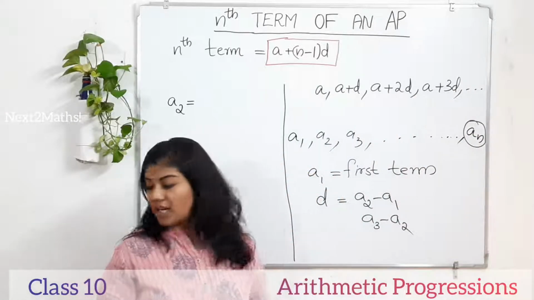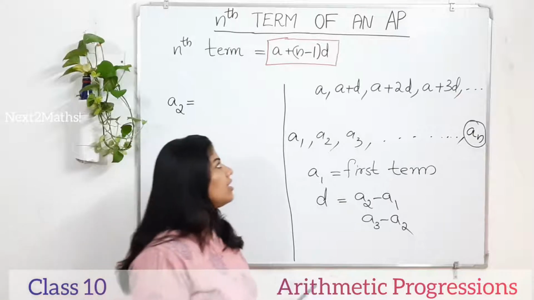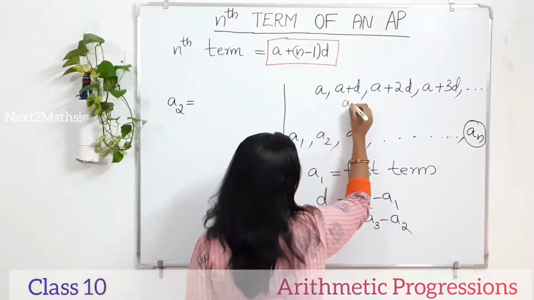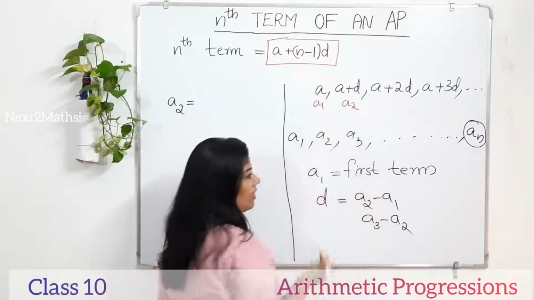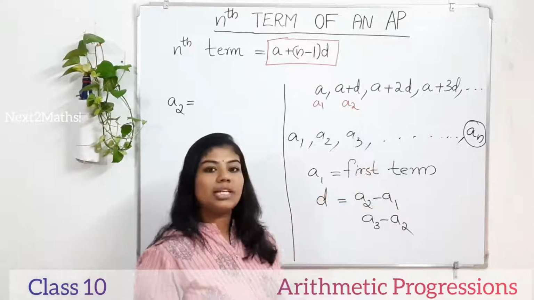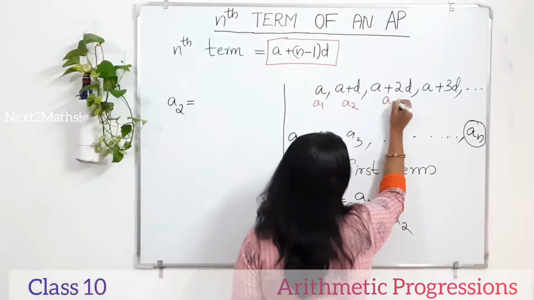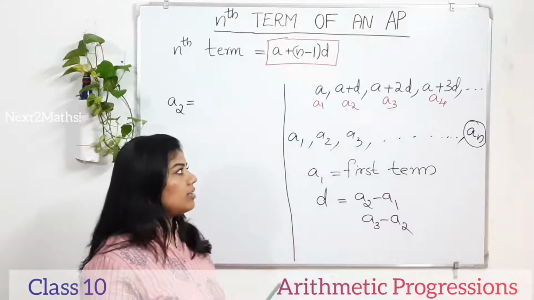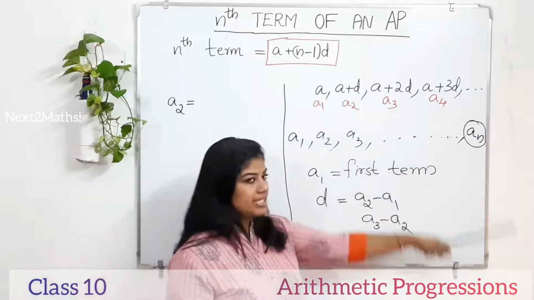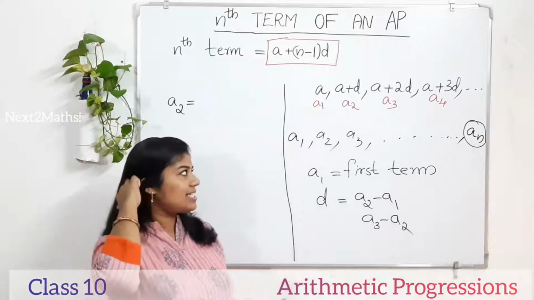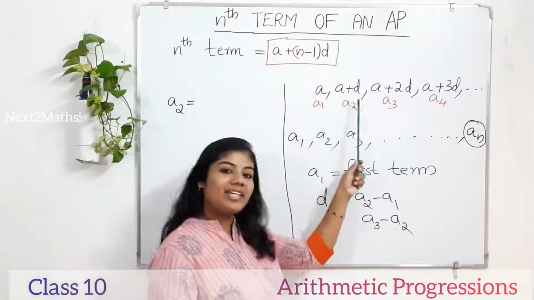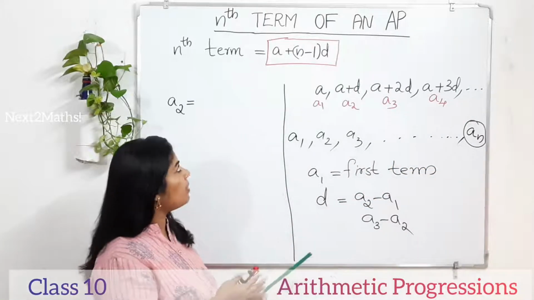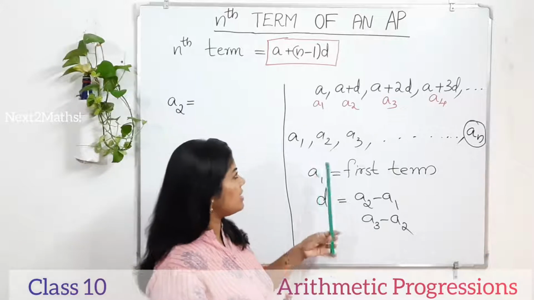Why did we study this general form? Here, A means the first term, A plus D means our second term, A2. This was our A1, right? So what was A plus 2D? This was A3. And the next one is A4, like that. So, commonly we can say A1, A2, A3, A4, etc. But in general form, we can say it as A plus D, A plus 2D, A plus 3D, etc. So, depending on our nth term, we can see each one.